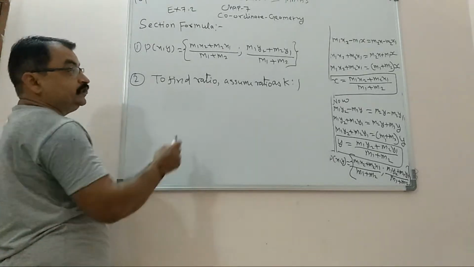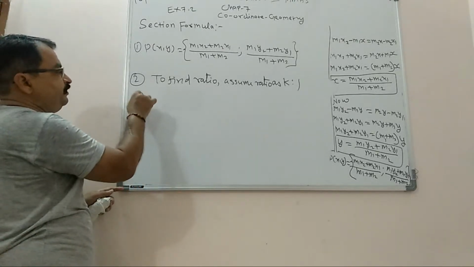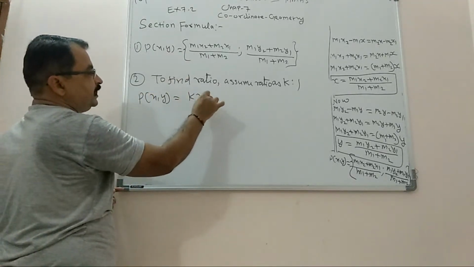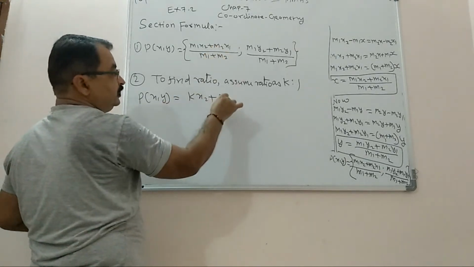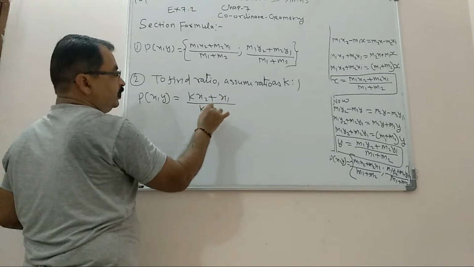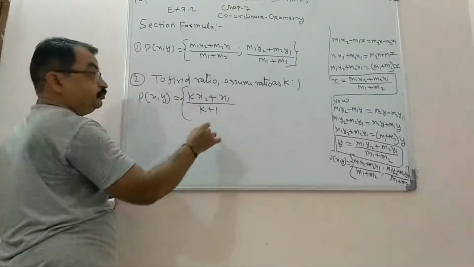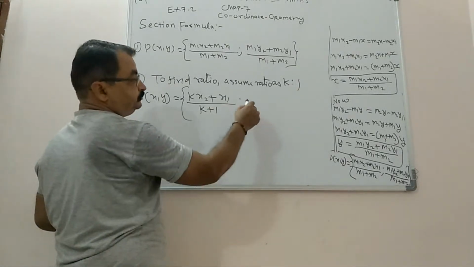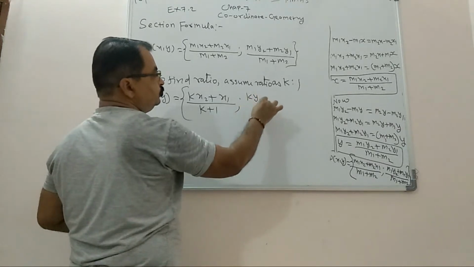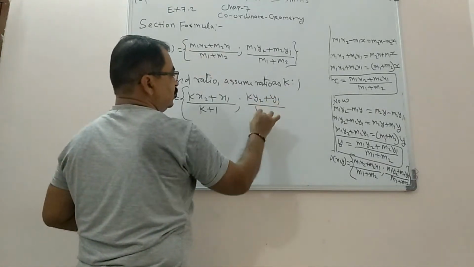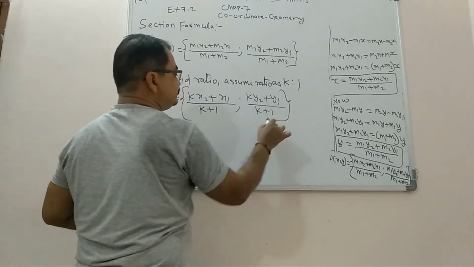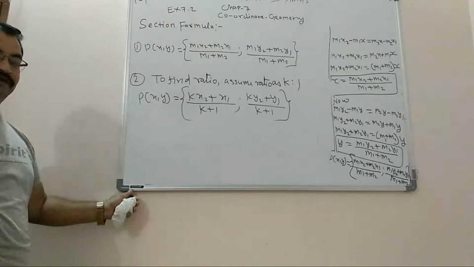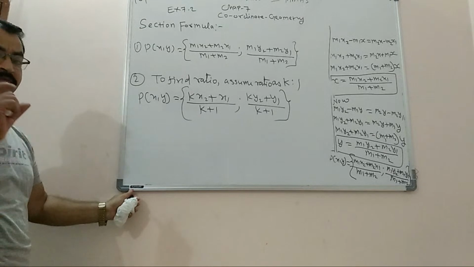So if you take the ratio as k raised to 1, this same formula becomes like this: m1 replaced by k, so it becomes kx2, and m2 replaced by 1, so it becomes (kx2 plus x1) upon (k plus 1), instead of m1 plus m2, k plus 1. Right, children? Similarly for y, (ky2 plus y1) upon (k plus 1). So in a single step, you will get the value of k and you will get the ratio in a very simple manner.